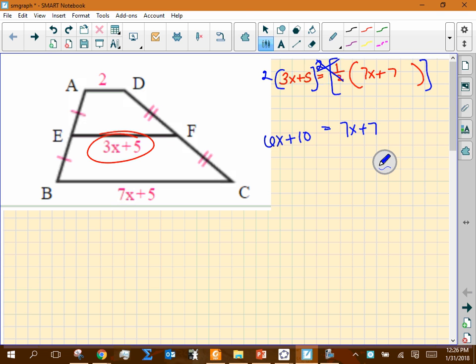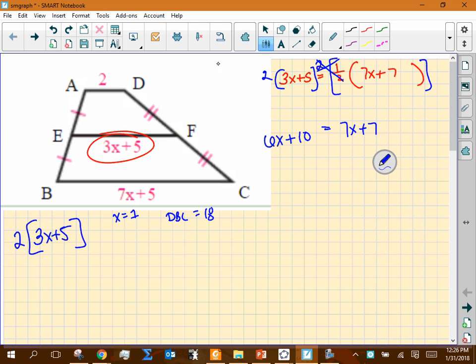Okay, because think about this. If I've got 3x plus 5, let's say x is 1. If x is 1, this ends up being 8, right? Okay. Well, if you double 8, what should you get? You should get 16. Okay. So if I do this, when x is 1, I should get 16, right?